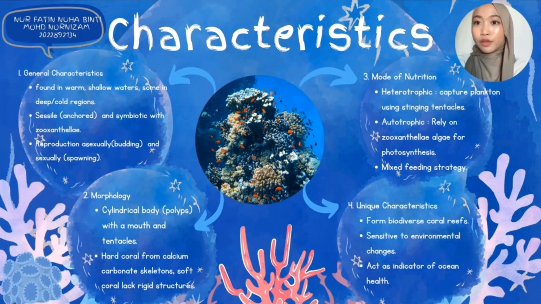First is heterotrophic feeding. They use their tentacles to capture plankton and organic particles from the water. Secondly is autotrophic. Corals rely on zooxanthellae algae for photosynthesis. They use a mixed feeding strategy where the corals rely on both heterotrophic feeding and energy produced by zooxanthellae.